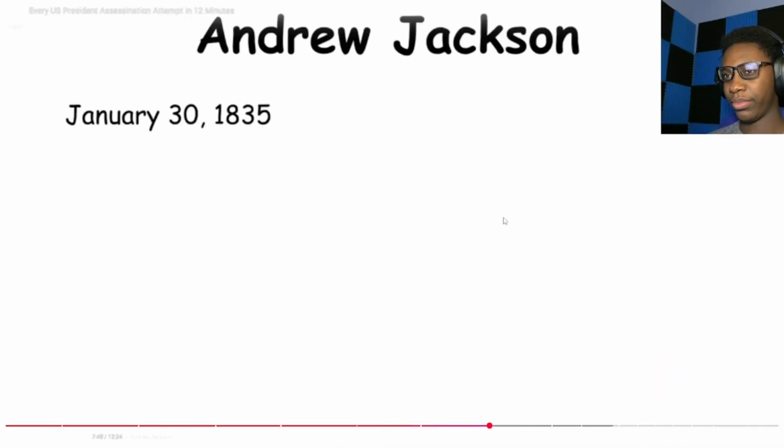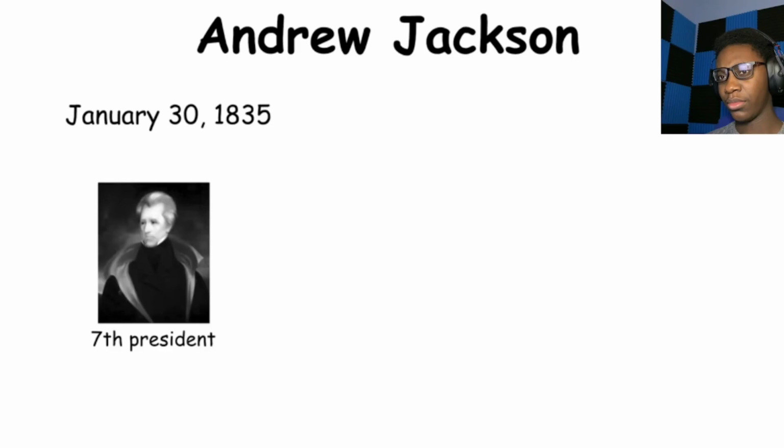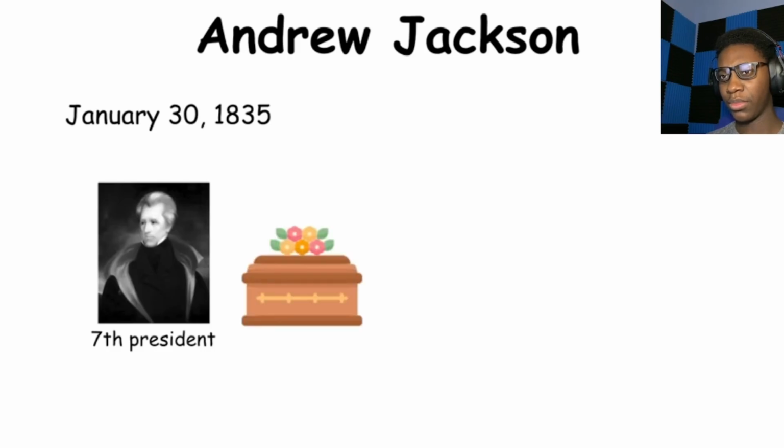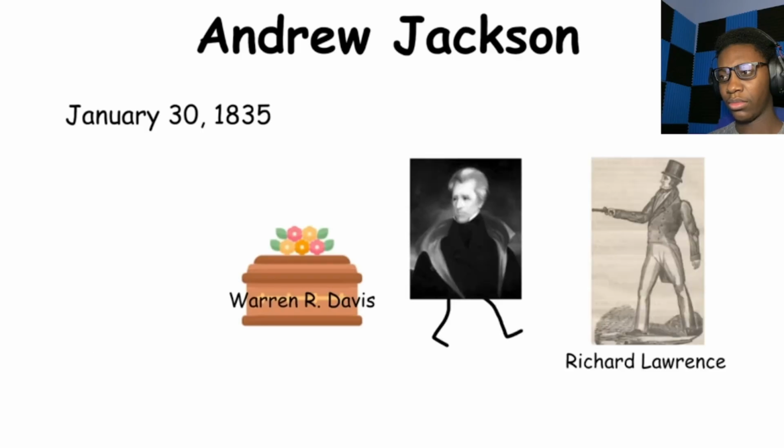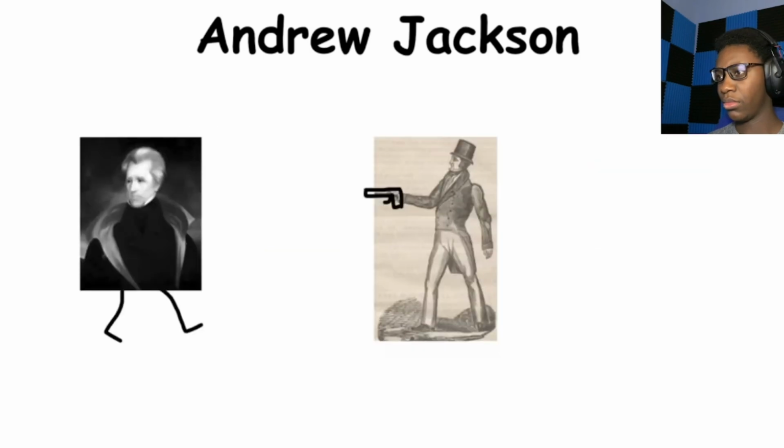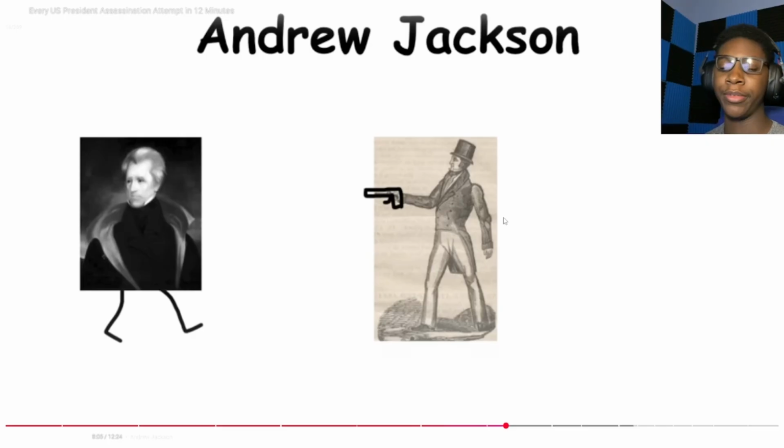Andrew Jackson. On January 30th, 1835, Andrew Jackson, the 7th president of the United States, was attending the funeral of South Carolina Congressman Warren R. Davis at the U.S. Capitol. As Jackson was leaving the funeral, he was approached by Richard Lawrence, an unemployed house painter with a history of mental illness. Lawrence aimed a pistol at Jackson and pulled the trigger, but the weapon misfired.